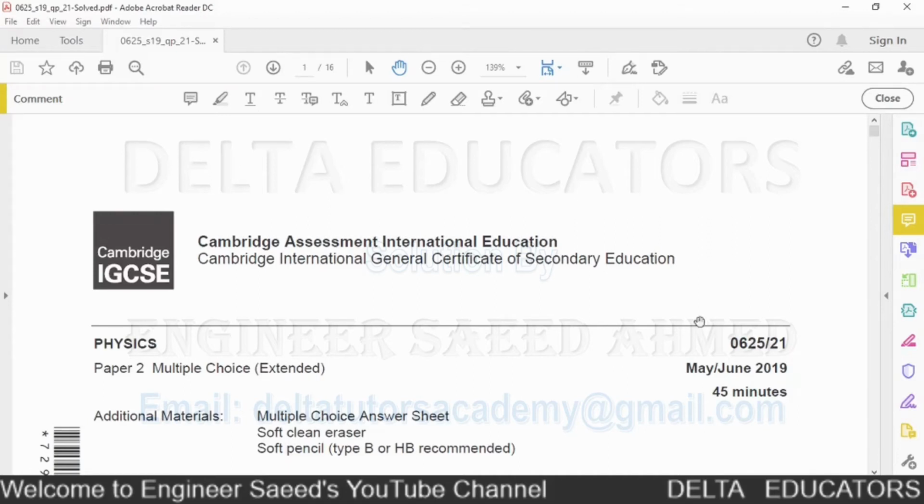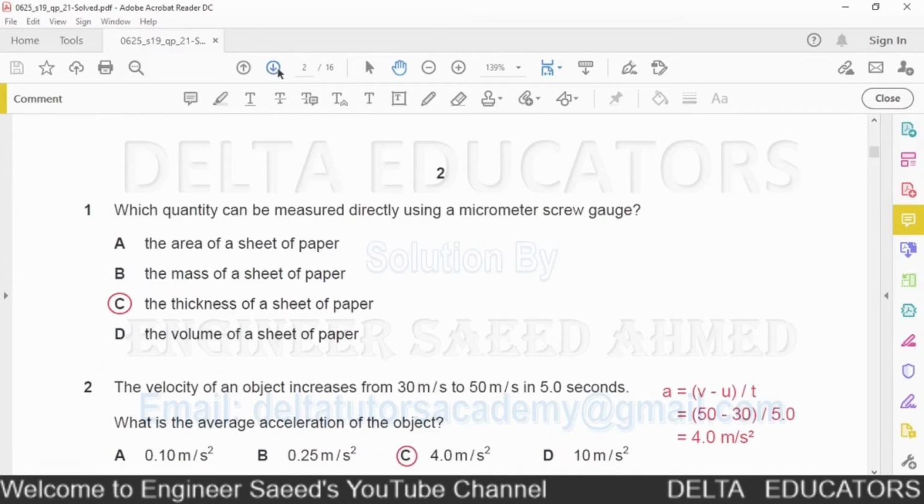IGCSE Physics, Paper Code 0625, Paper 2, Variant 1, May June 19. Today we will solve question 1 to question number 10.